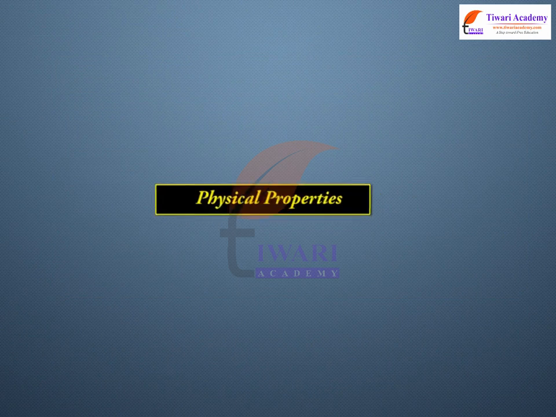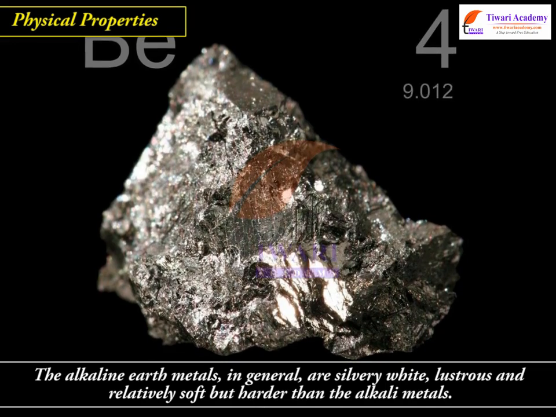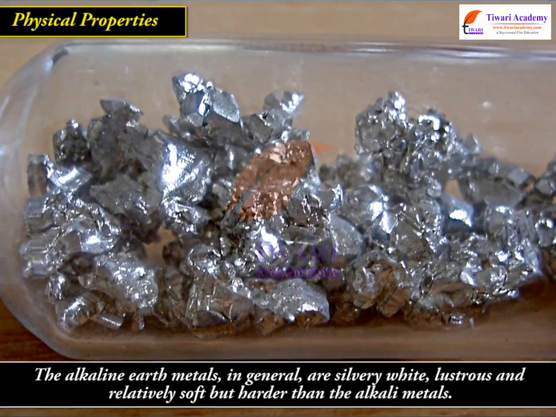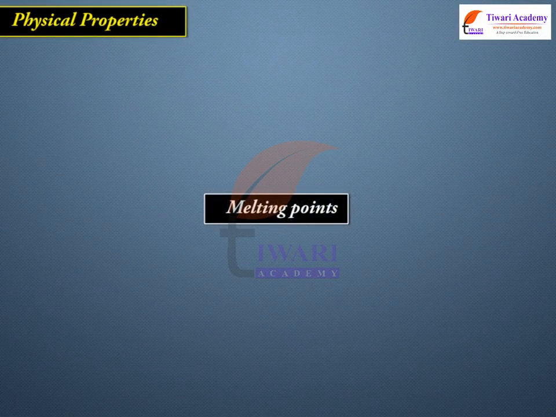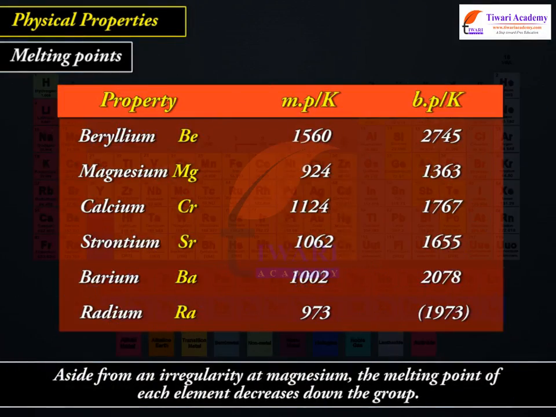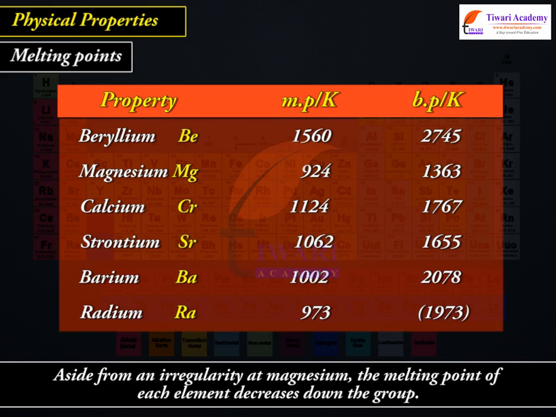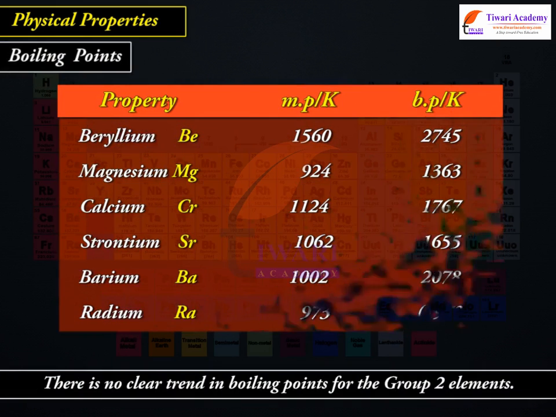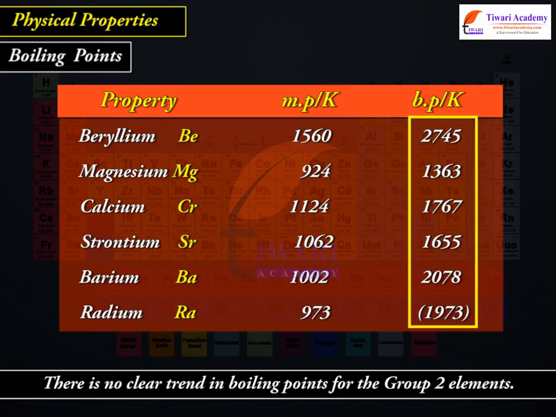Physical properties. The alkaline earth metals in general are silvery white, lustrous, and relatively soft but harder than the alkali metals. Melting points. Aside from an irregularity at magnesium, the melting point of each element decreases down the group. Boiling points. There is no clear trend in boiling points for the group 2 elements.